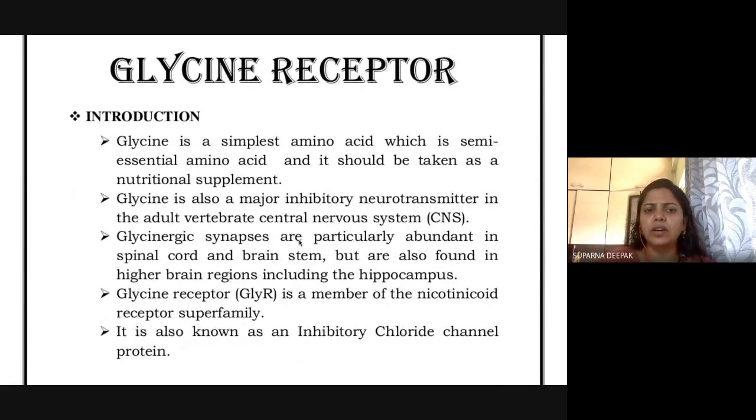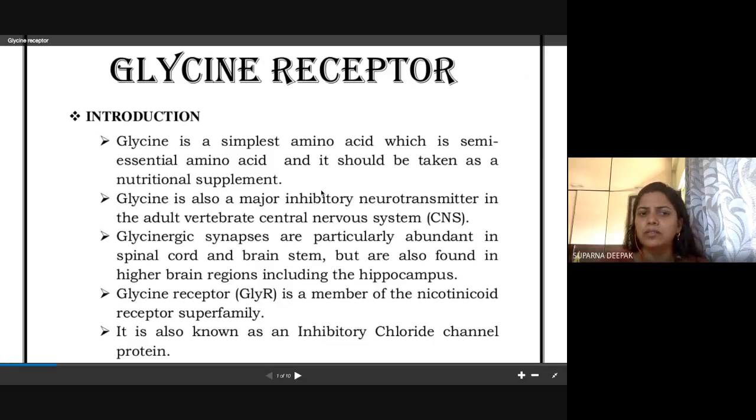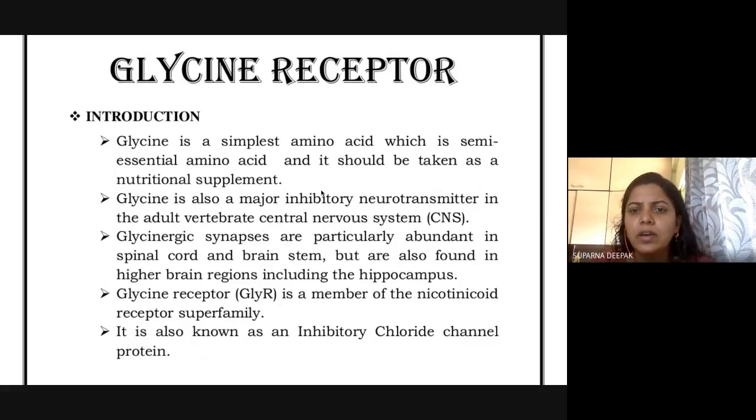So we all know that glycine is one of the simplest amino acids, which is a semi-essential amino acid. So hence it has to be taken up with nutritional support, and it is one of the major inhibitory neurotransmitters. After GABA, you can see glycine as one of the major inhibitory neurotransmitters present in your vertebrate CNS. These synapses are called glycinergic synapses. Particularly, they are present in high amounts in the spinal cord and brainstem, but some amount is also present in the hippocampus.